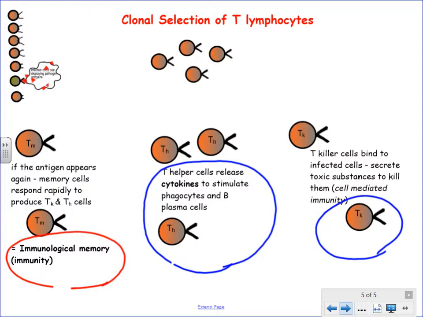Incidentally, you have studied HIV by now, and it's the T helper cell that the HIV virus can infect. So have a think about why the HIV virus results in people becoming immunosuppressed. In other words, their immune system doesn't function very well.